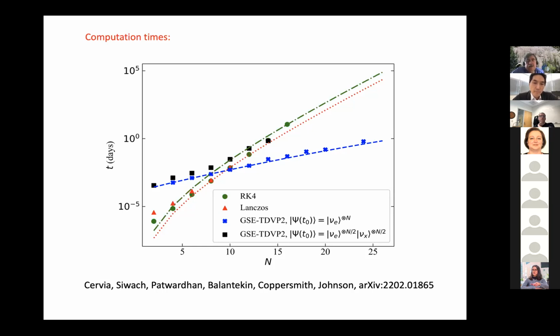The other one, the black squares, is when the initial states are half electron neutrinos and half the other kind of neutrino. And as you can see, that is growing slower, not exponentially. So that actually gives us a hope that maybe these tensor methods can help us to delve deeper in this problem.